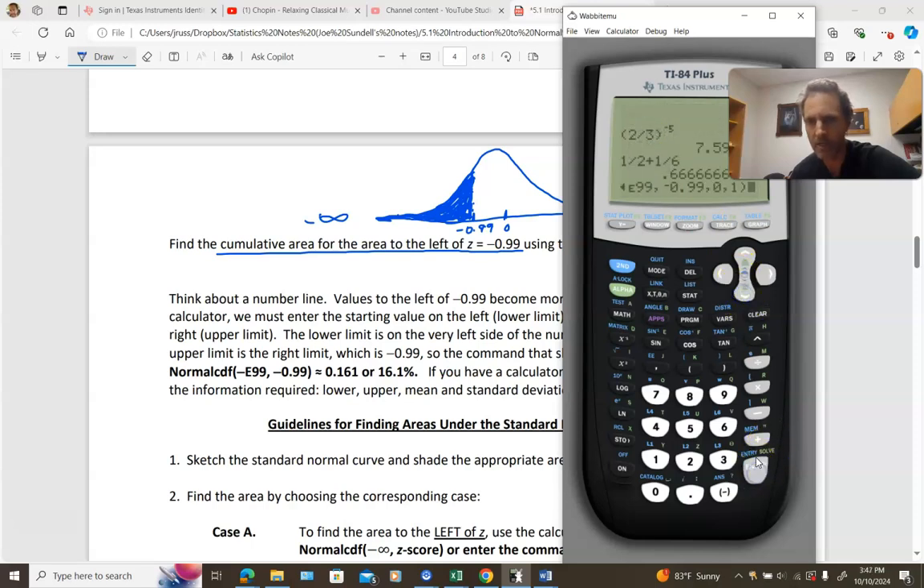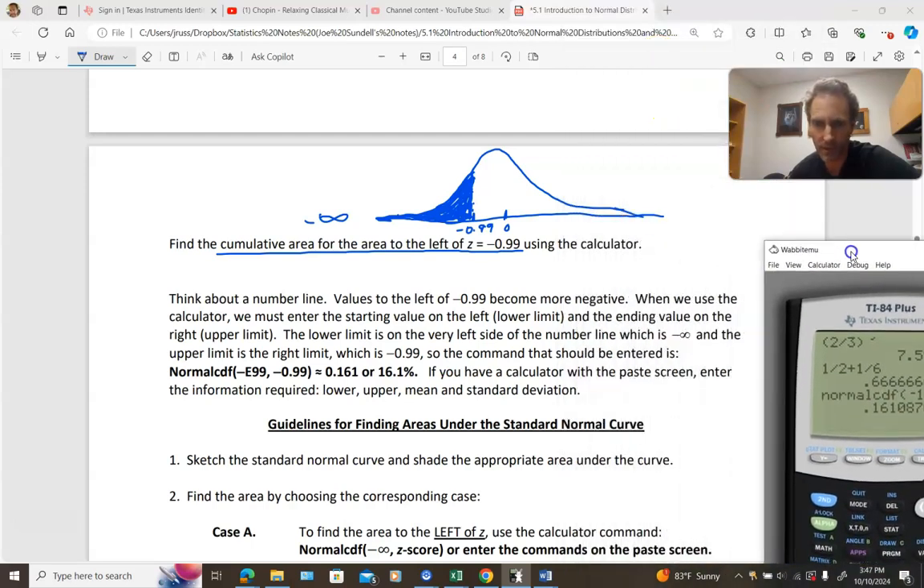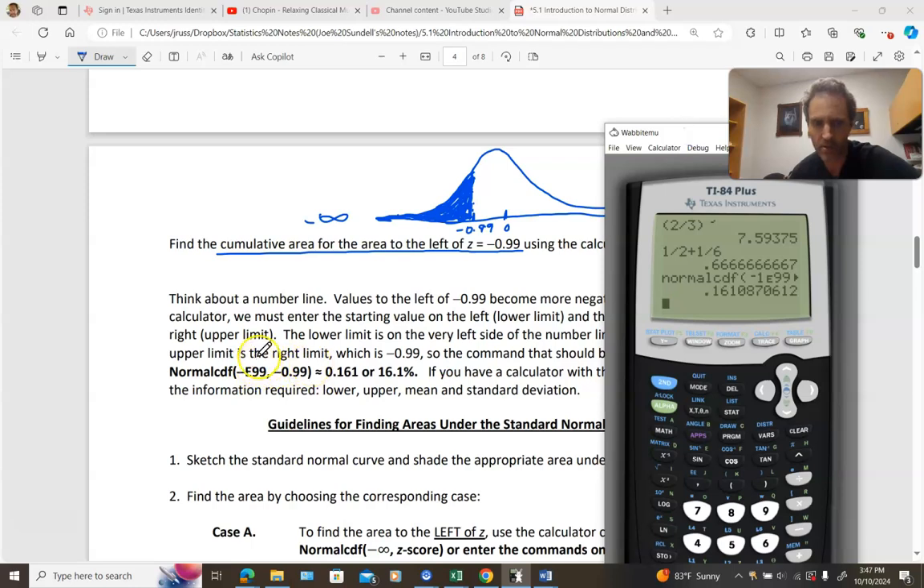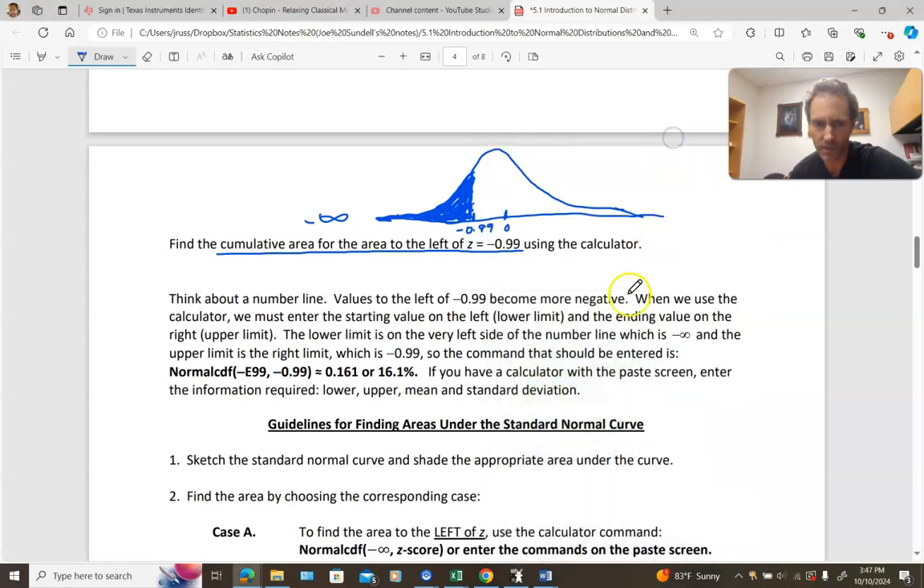And because this is a standard normal curve, I'm going to leave these values the same. I'm going to paste this into my calculator. See that? I'm going to hit enter, and it'll tell me. And it's always going to be as a decimal, right? So this agrees with what we have here in the notes. So the area from basically negative infinity all the way up to z equals negative 0.99 is about 16.1%. Okay, so that means the rest of the 100% is on the right side, to the right. Okay, it'd be about 84% to the right. But anyway, that's how you do it using the calculator.